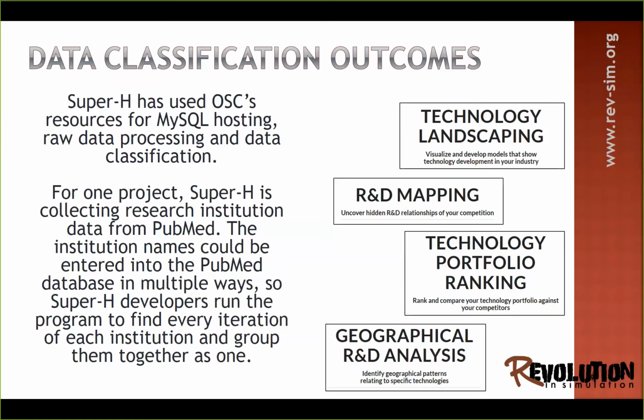So they ran an analysis using their software and their tools on OSC's resources to find all the iterations of these institution names and group them together, so that somebody potentially in the biomedical industry who wants to find something can utilize this to clean up the data a little bit and make sure they understand what's being done at any given university or any given research group. So that's just one example of something that they've done.